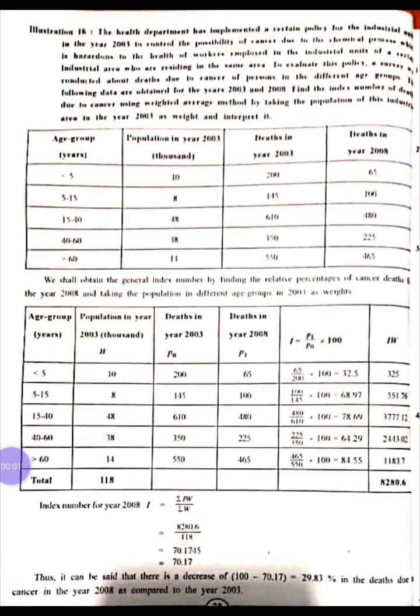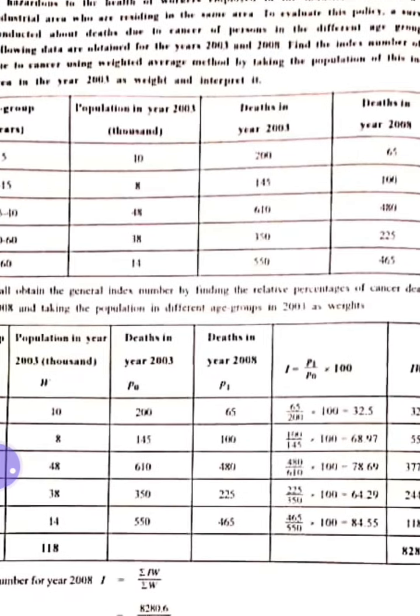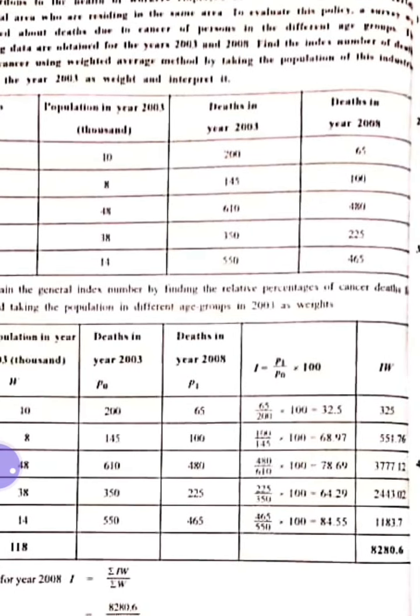Okay, the next one we are going to see is the 16th one. What is given? The health department has implemented a certain policy for the industrial units in the year 2013 to control the possibility of cancer due to the chemical process which is hazardous to the health of the workers employed in the industrial units of a certain industrial area who are residing in the same area.